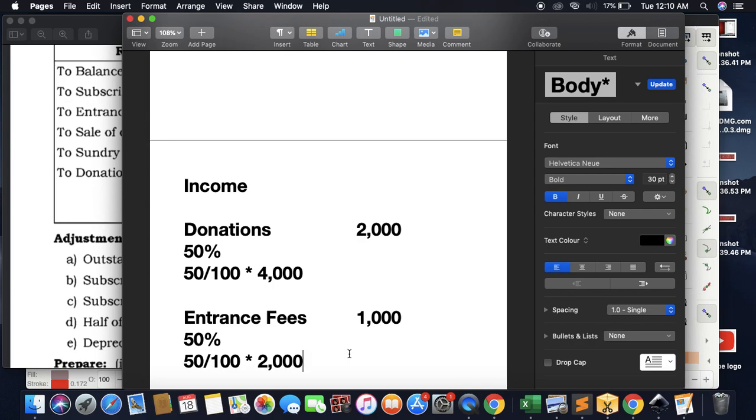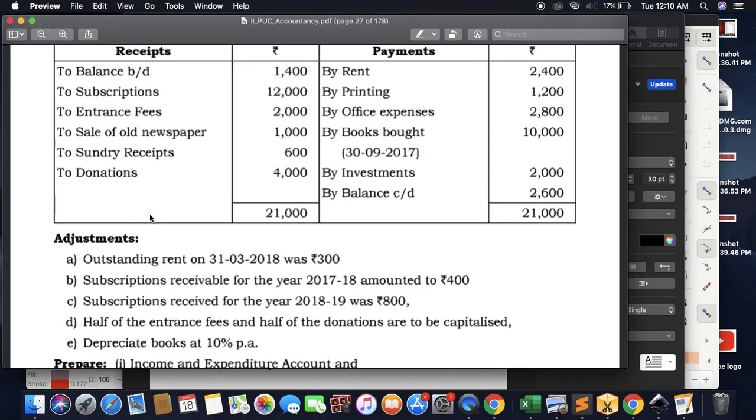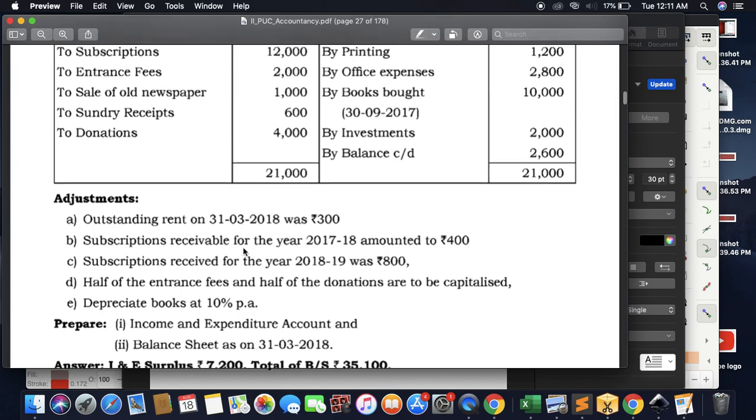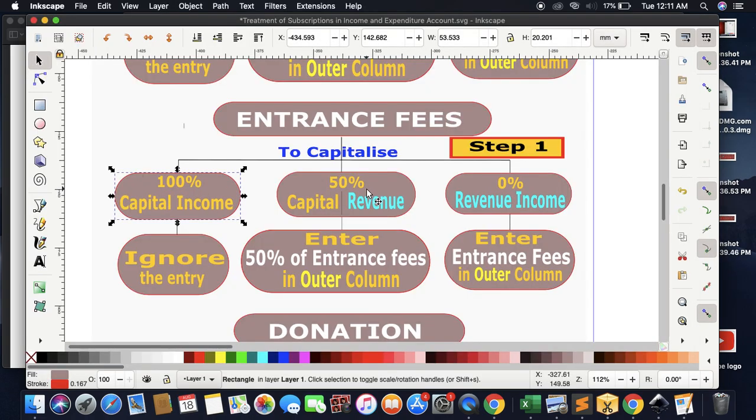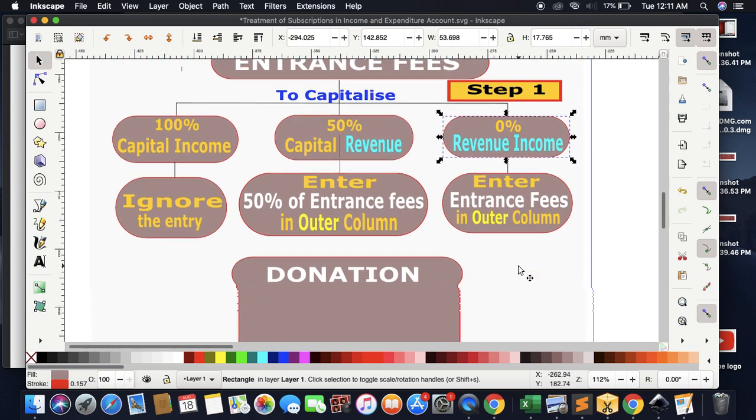The remaining you will add to the capital account. I will show you when we are doing the balance sheet. So if it is given 100% to capitalize, then you completely ignore the entry. If they give 50%, then 50% will become capital and 50% will become the revenue, so in income and expenditure you need to take only 50% of it. If they say capitalize 100%, you just ignore the entry. And if they don't mention to capitalize, then you have to take the entire amount.